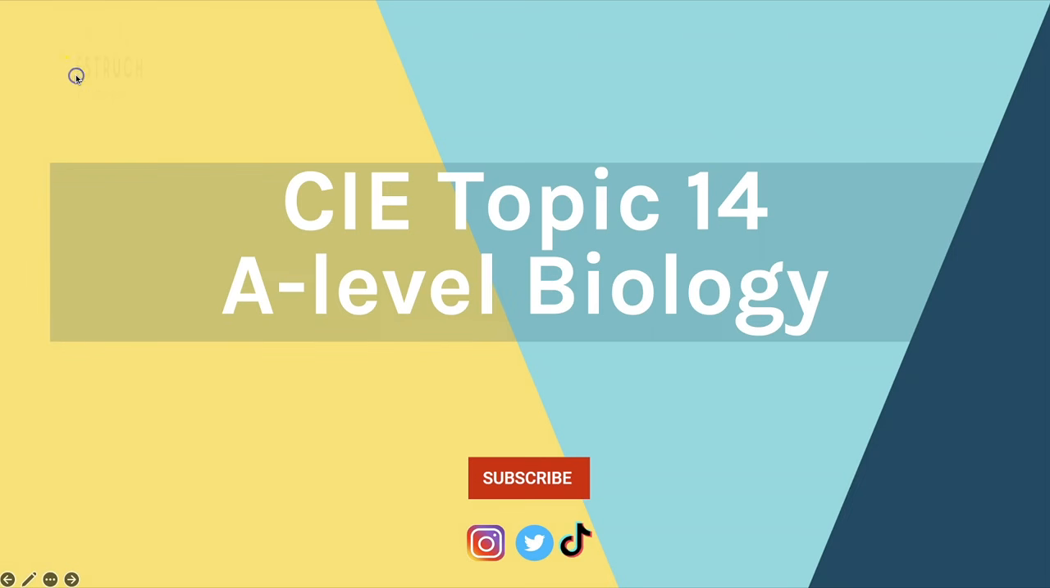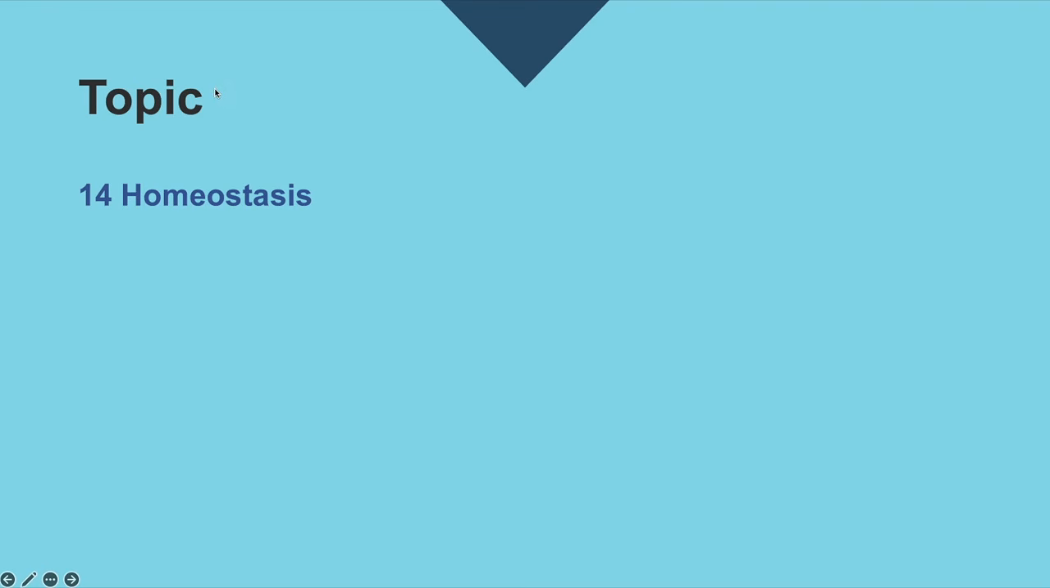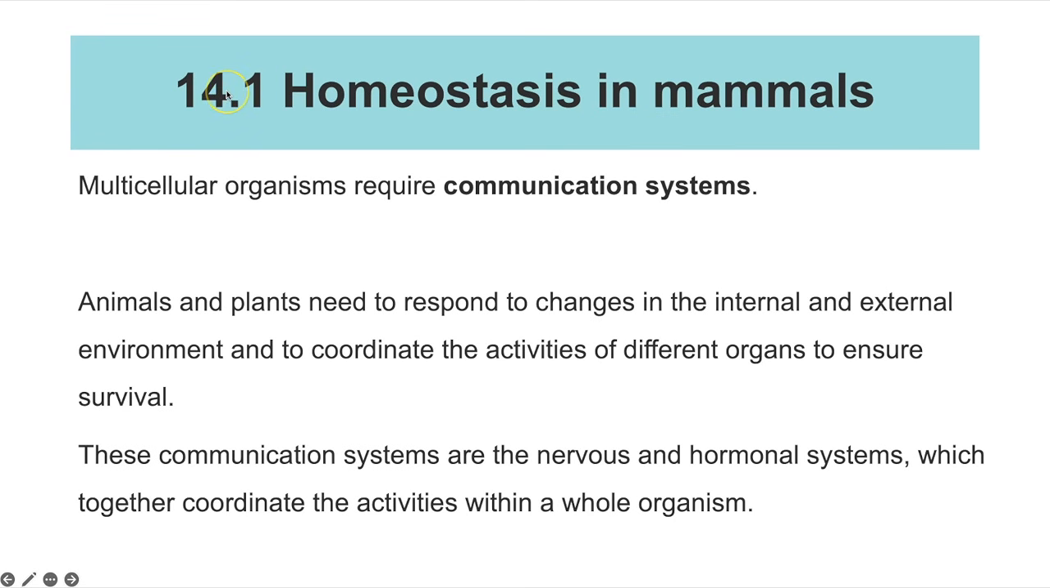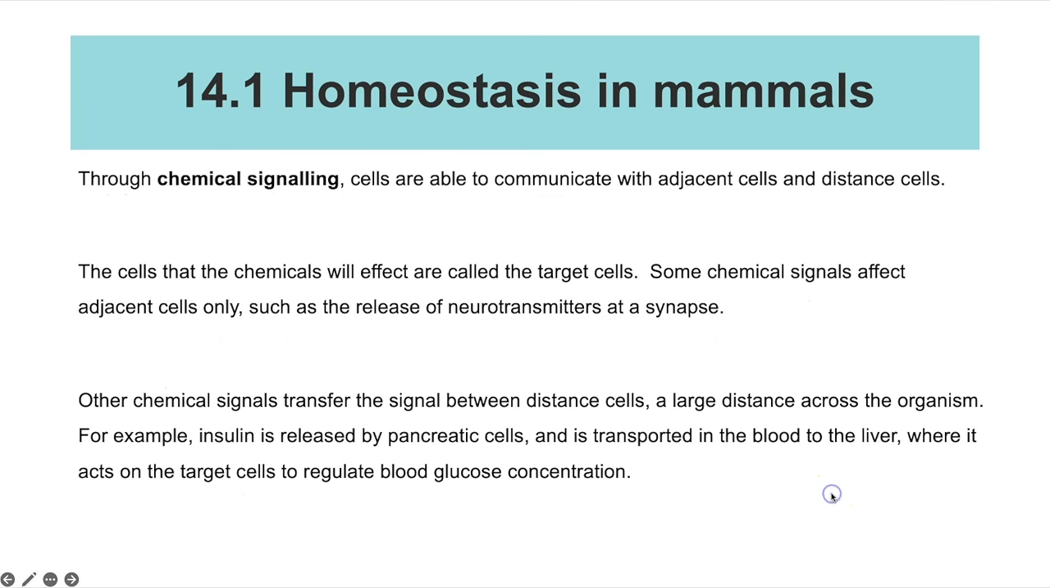So let's get into topic 14, which is on homeostasis. And we're starting with homeostasis in mammals. So multicellular organisms require a communication system, and animals and plants need this to respond to changes in their internal and external environment, and to coordinate the activities of different organs to help them to survive. And these communication systems are the nervous and hormonal systems, which together coordinate the activities of the whole organism.